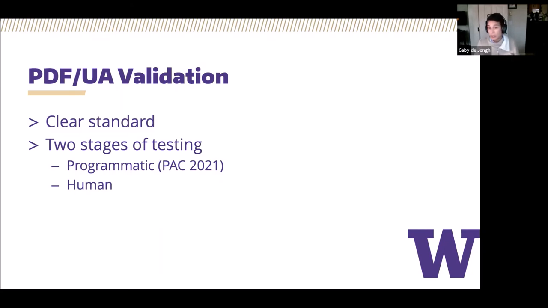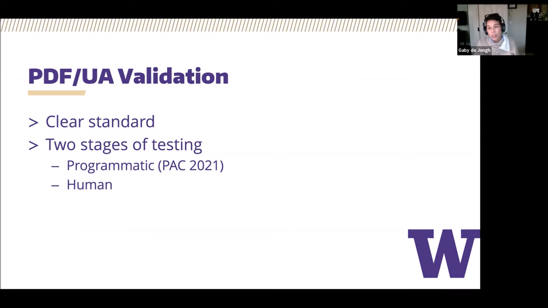PDF UA validation, just like validation for other standards, is broken into two categories: programmatic, meaning validation run by software, and then human testing. The human end of the equation requires a human being, like you or me, to review the document and then potentially test the document using assistive software. Now, I personally use the second method to ensure that a document is structured correctly or to test questionable areas. I don't use a screen reader to read the entire document.